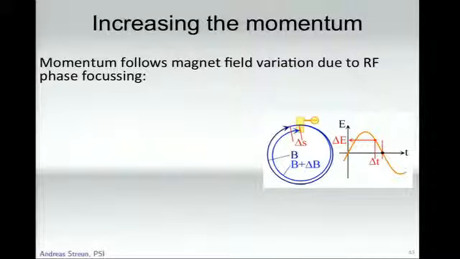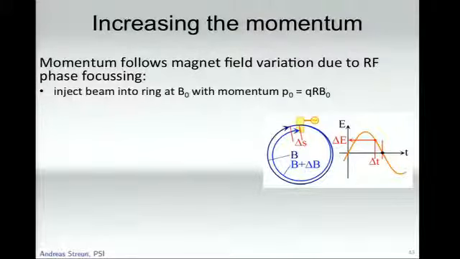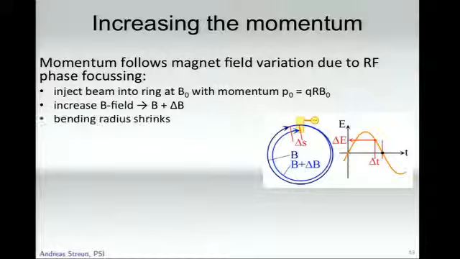So we're increasing the momentum. We've learned about RF phase focusing and how we are going to accelerate the beam. So we inject the beam with a 0.533 Tesla field at 450 GeV and a momentum of 450 GeV. Okay. So to start the ramp, we're going to increase the B field by a little bit, which is going to, as we know, shrink the bending radius. And our beam will now move up the slope of the RF waveform there. Okay, the path becomes shorter.